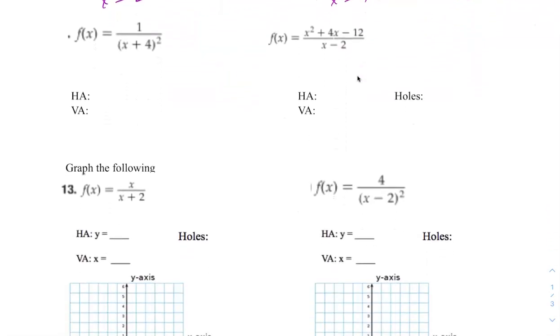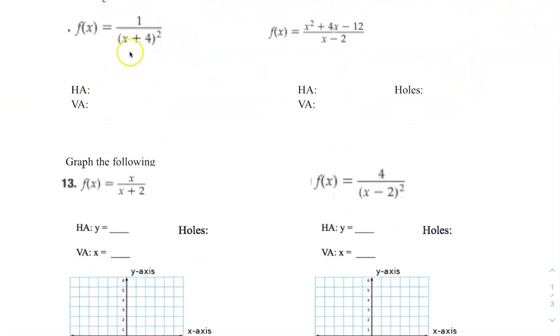Okay, let's move on. Next one, horizontal asymptote, the bottom power is bigger, so 0. Vertical asymptote, so the bottom equal to 0. Some people freak out with the square, you just square root it, and then you just get x plus 4 equals 0, so x equals negative 4.